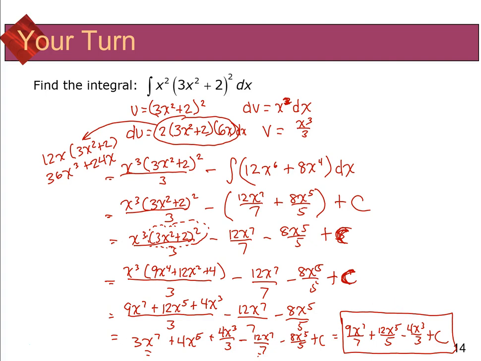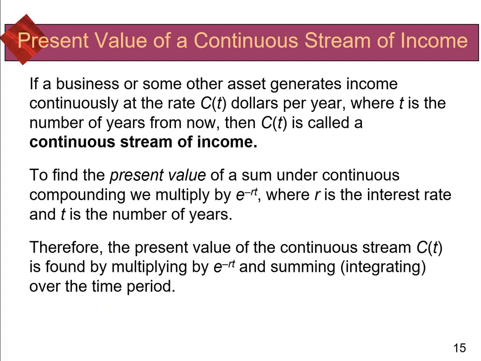Another thing that we talk about in this particular lesson, and I've seen some previous tests where it comes into play, is the present value of a continuous stream of income. It's not exactly the same as the present value for an exponential function or a compound interest function that we've looked at earlier in the term. Basically, if a business or some other asset generates income continuously at a rate of C of t dollars per year, where t is the number of years from now, then it's called a continuous stream of income.